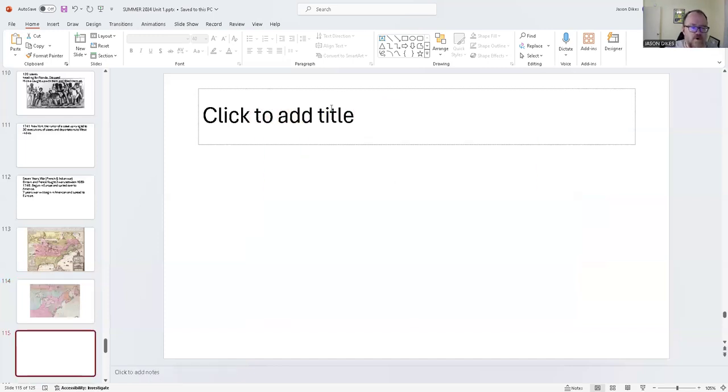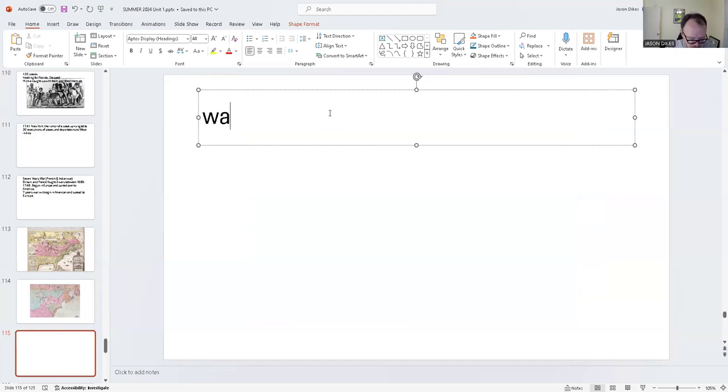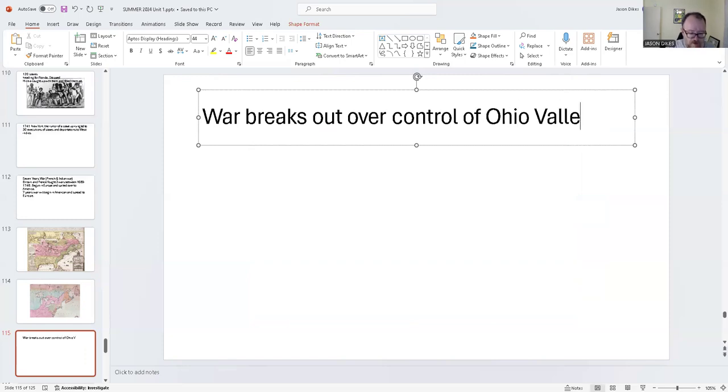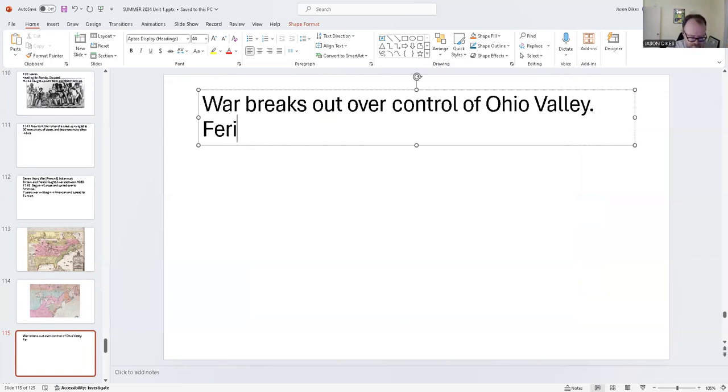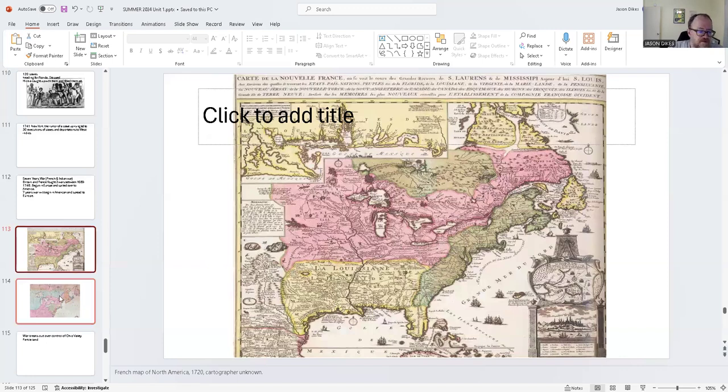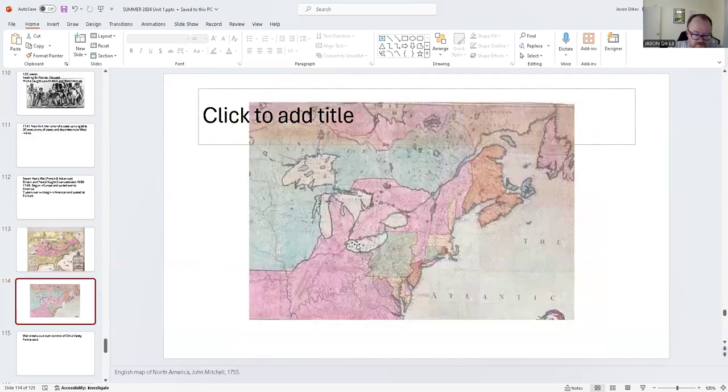So this whole war is going to break out over control of the Ohio Valley, which today is Ohio, Indiana, and Illinois, those three states. Why? The Ohio Valley has some of America's most fertile soil. For a long time, the Ohio Valley was called America's breadbasket. So it's very, very fertile soil. The French want it. The British also want it.